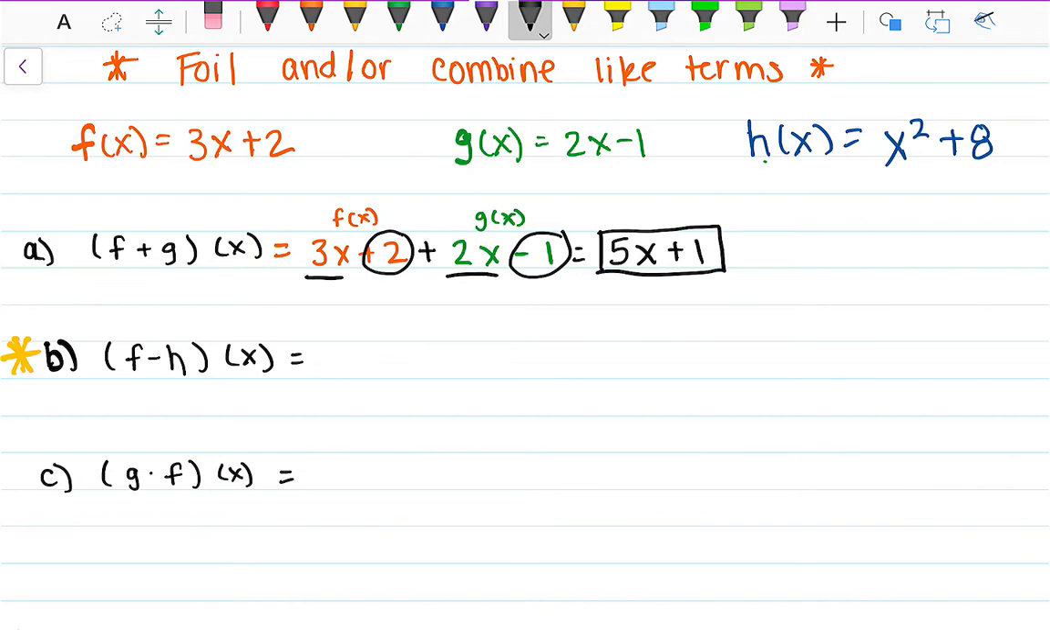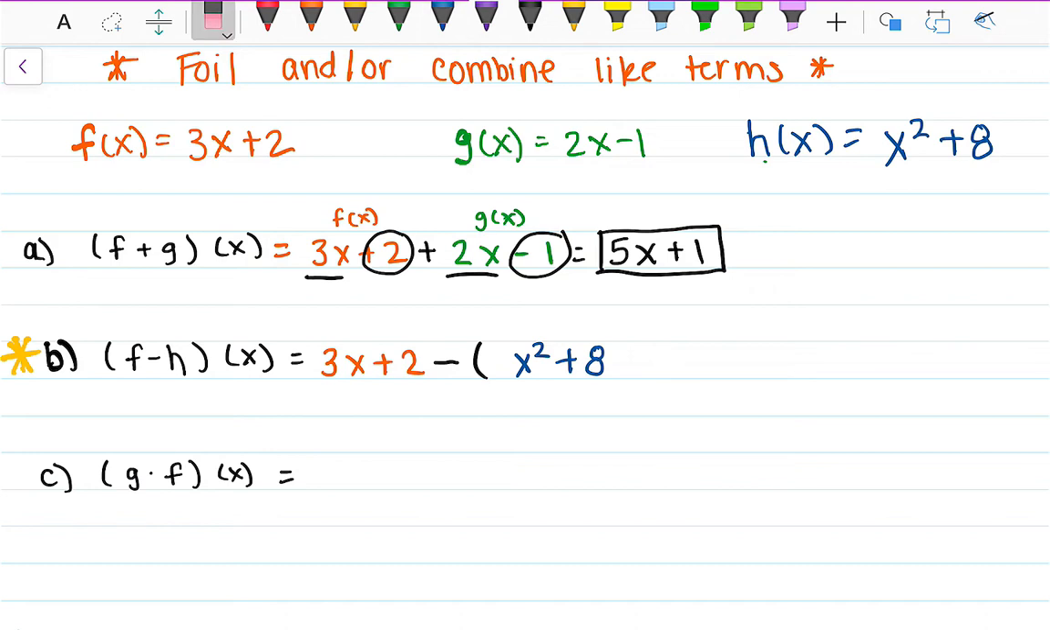Pretty easy, right? Okay, so if you notice on B, I have a little star next to B. That's because B is kind of the same thing as adding, but there's just one little step that we have to do extra. So I'm going to start the same way. I'm going to write my f function. So I have 3x plus 2, and I'm going to subtract that by my h function. So I have to do a parenthesis. Since I'm subtracting, I have to write a parenthesis around my h function. Okay, so don't forget that step.